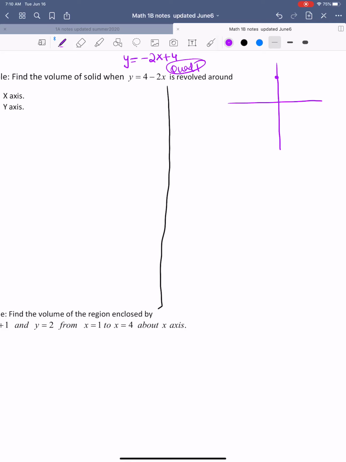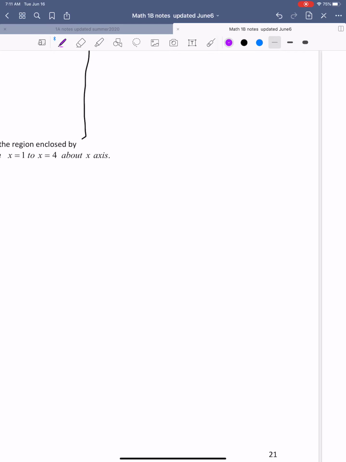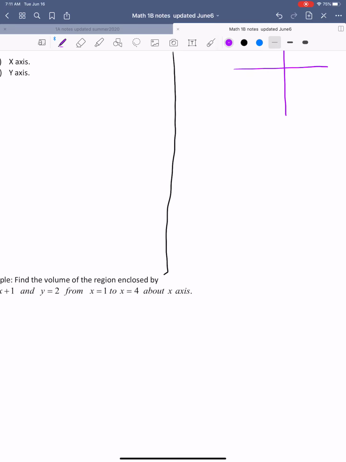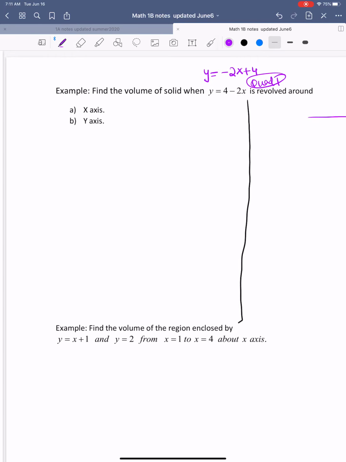Okay, so I'm going to add that quadrant 1 in the discs and washers problem. I'm just making a note to myself for correction. Quadrant 1, page 21. Okay.